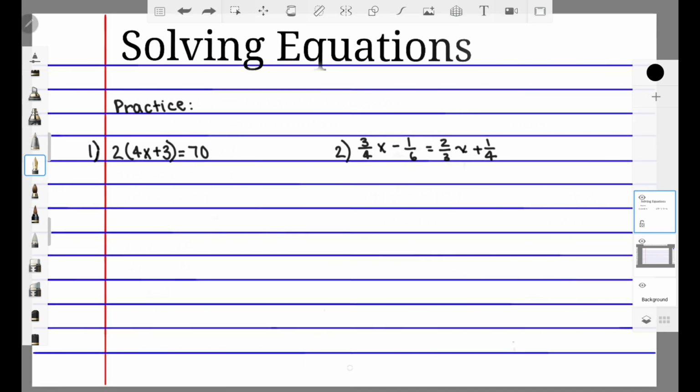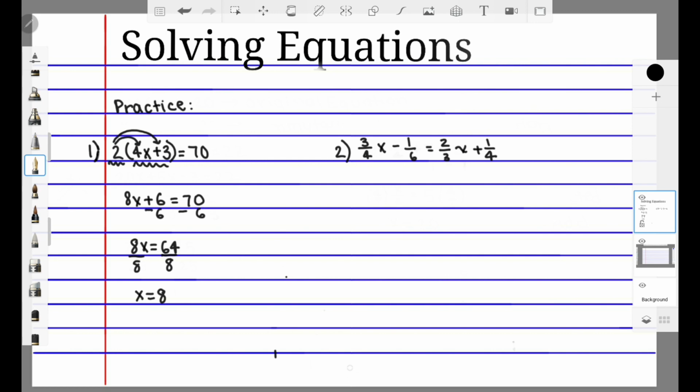Okay, let's go over this. So you must multiply the constant by both values in the expression. So 2 times 4x is 8x, and 2 times 3 is 6. Now this should look much more familiar. Minus 6 on either side because of the subtraction property of equality. And then you get 8x is equal to 64. Divide by 8 on either side by the division property of equality. And you get x is equal to 8.